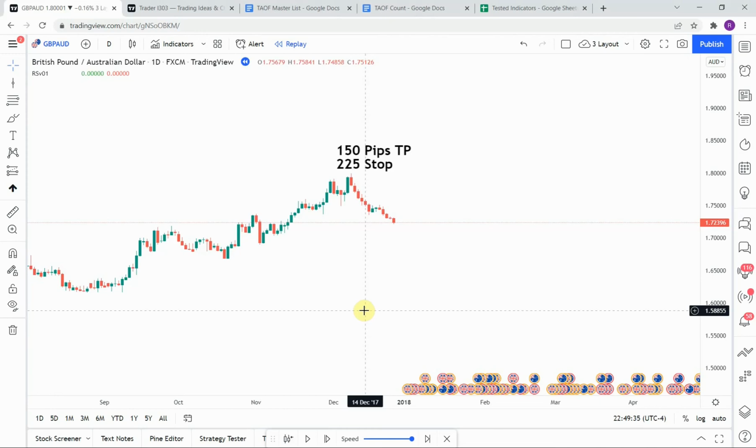Today we will be testing the RSI Screener V1.